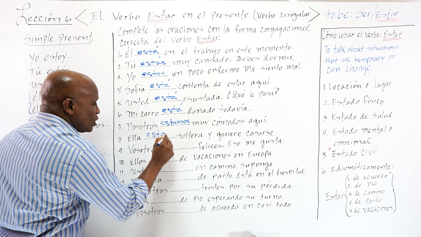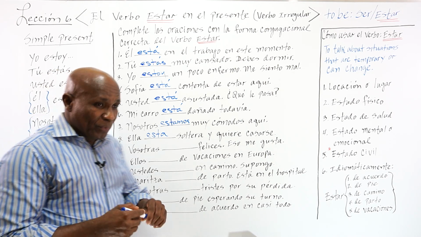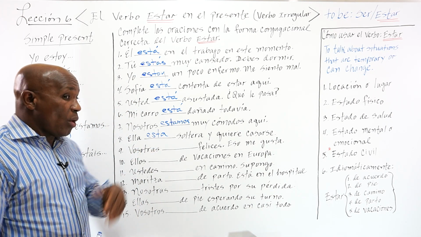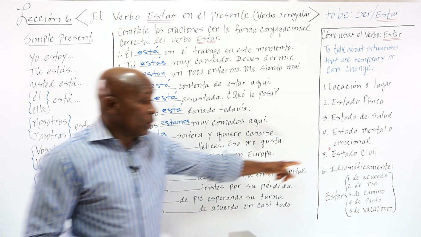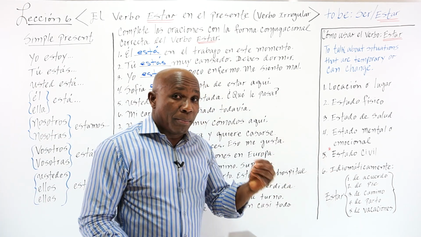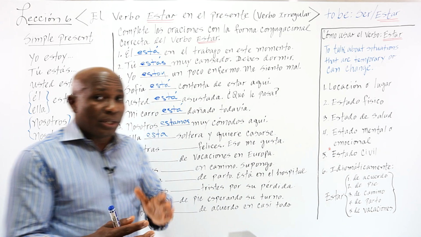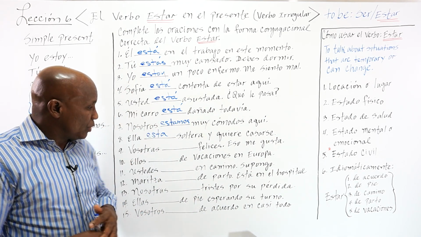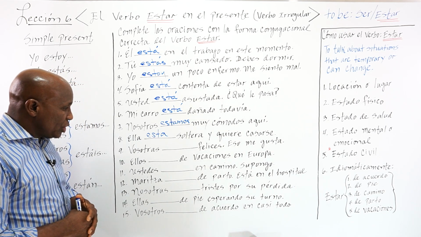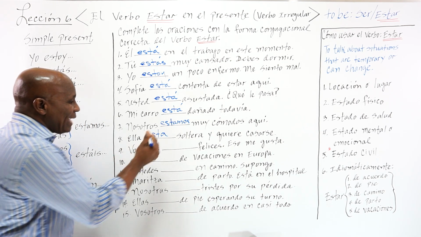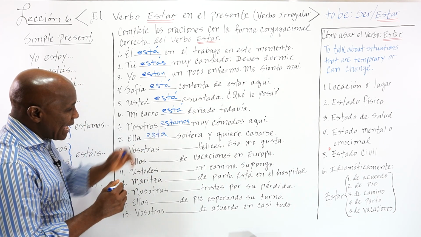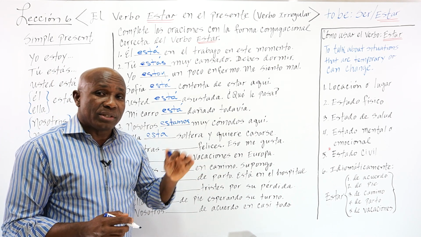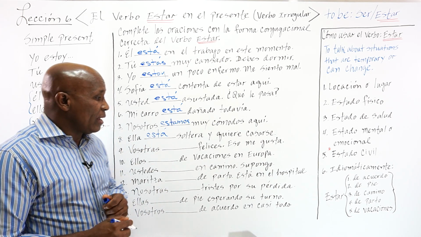Ella está soltera y quiere casarse. Right? Well, está soltera o es soltera. Remember what I told you about the marital status, right? You can use both, depending on the concept in which it is being used. So, está, right? Ella está soltera y quiere casarse. She is single and wants to get married.